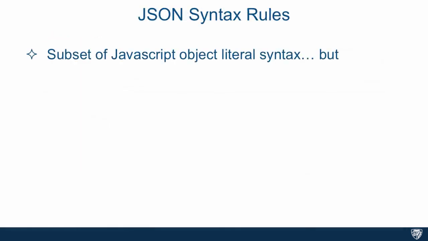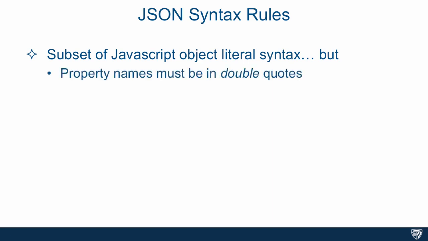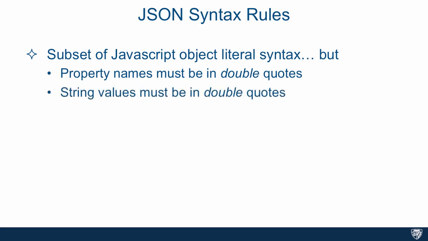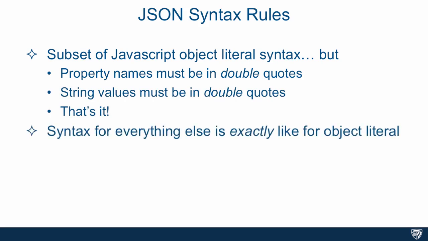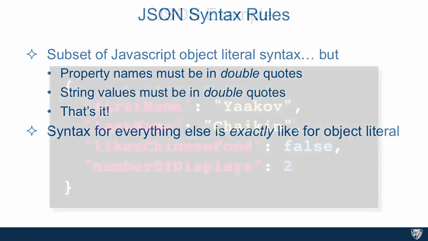So what are the JSON syntax rules? Well, they're pretty simple. Number one is it's a subset of JavaScript object literal syntax, but with a couple of exceptions. Number one is the property names must be included in double quotes, and the string values must be in double quotes as well. And that's it. There's really nothing else to it. The syntax for everything else is exactly like for object literal in JavaScript. Let's take a look at an example.